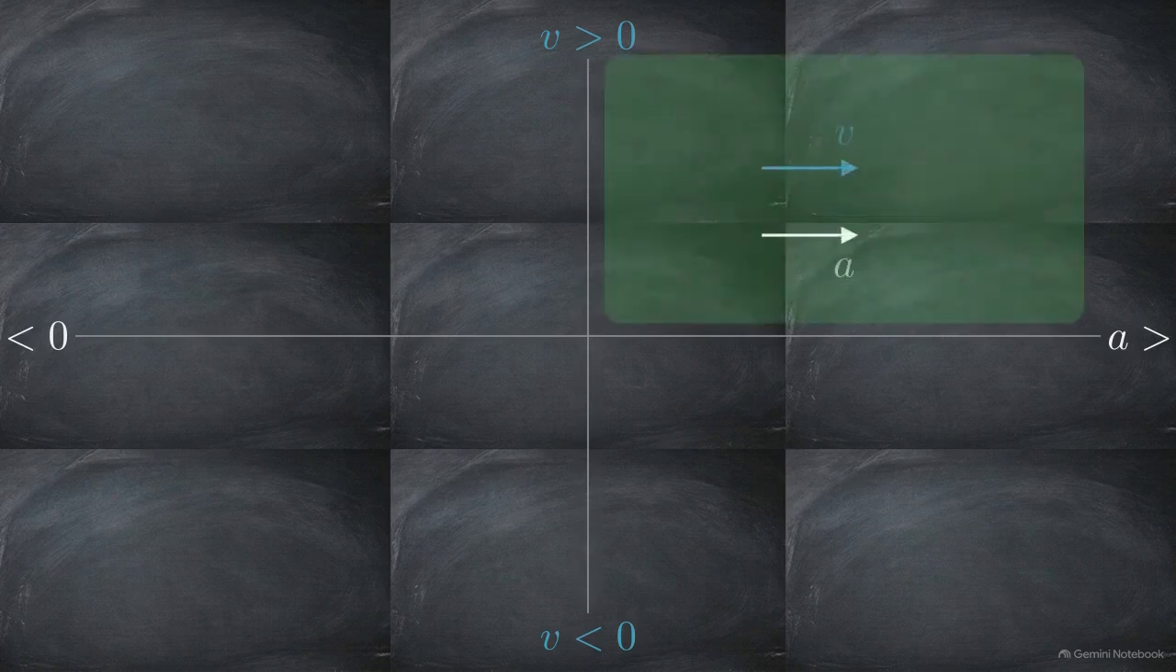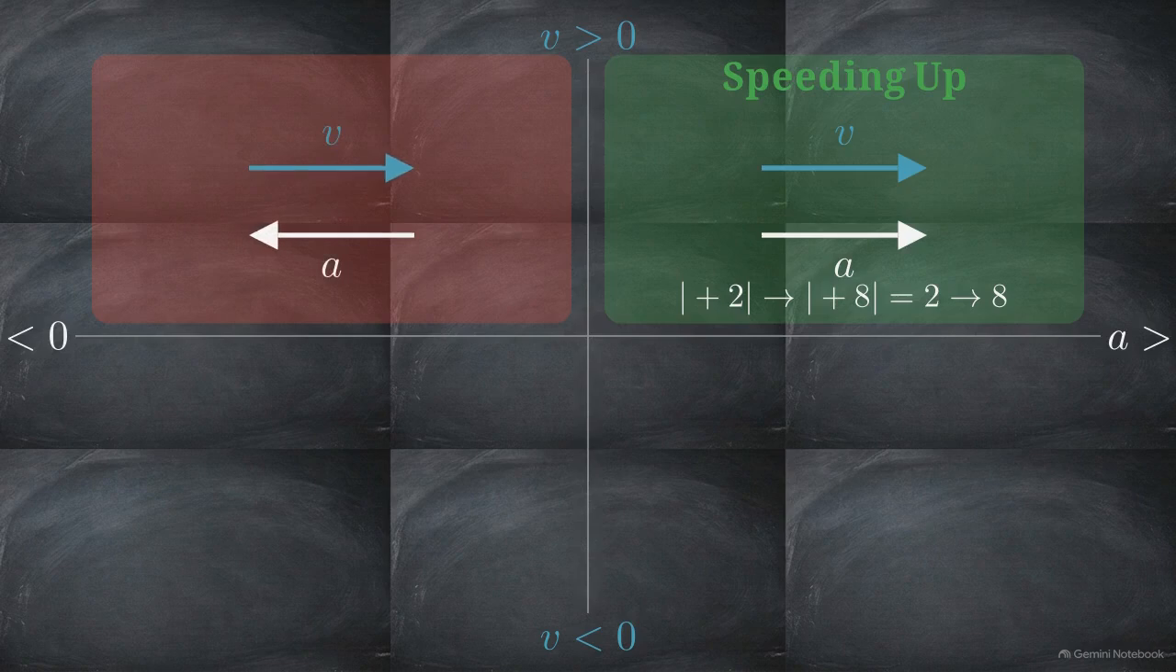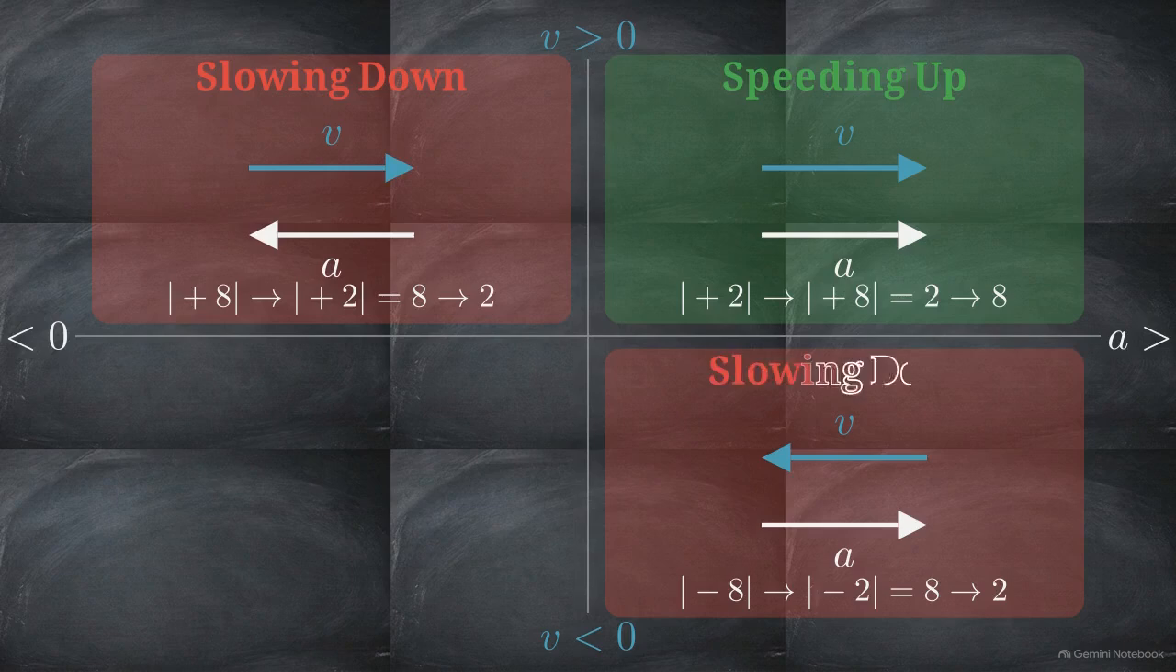Case 1. Positive velocity and positive acceleration. The object moves forward and speeds up. Case 2. Positive velocity but negative acceleration. The object is moving forward but the velocity is being pulled toward 0. The object slows down. Case 3. Negative velocity with positive acceleration. The object moves backward but the velocity is shifting in the positive direction, back toward 0. It moves backward and slows down.